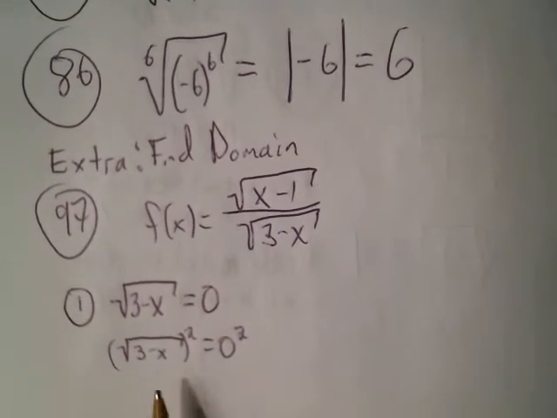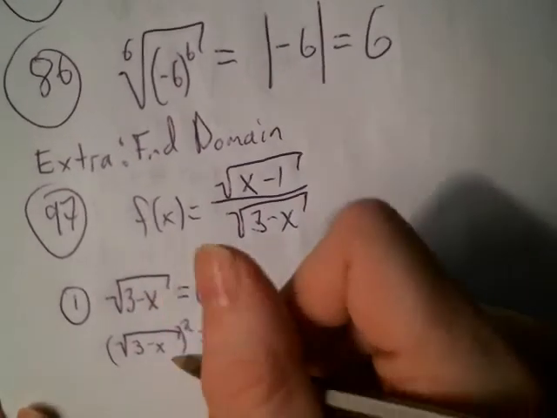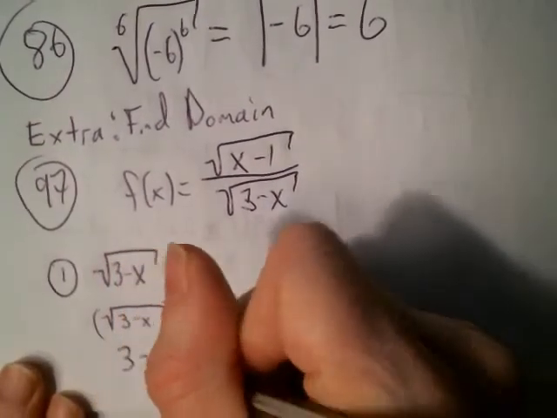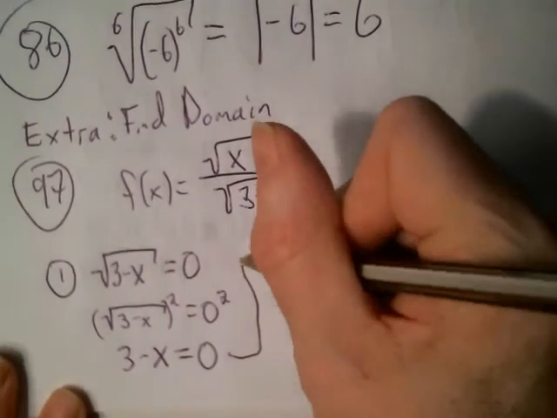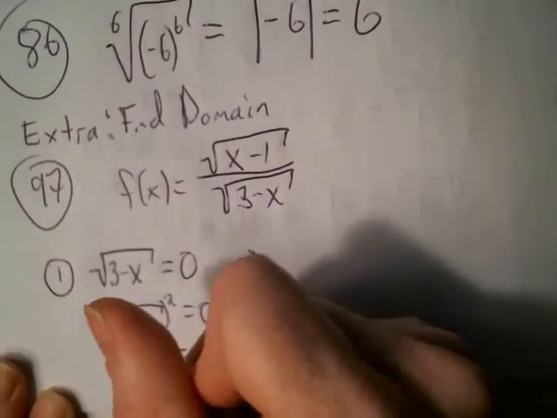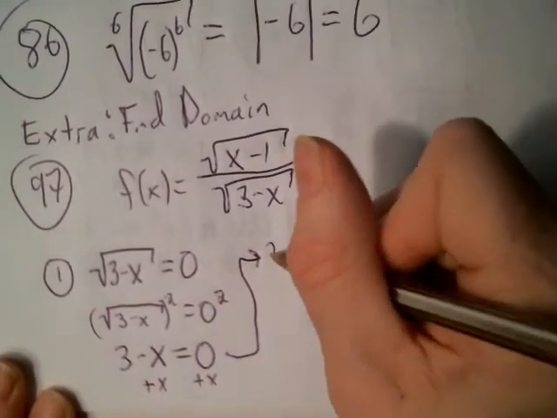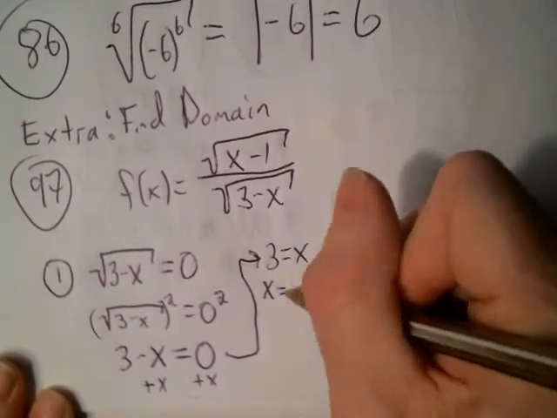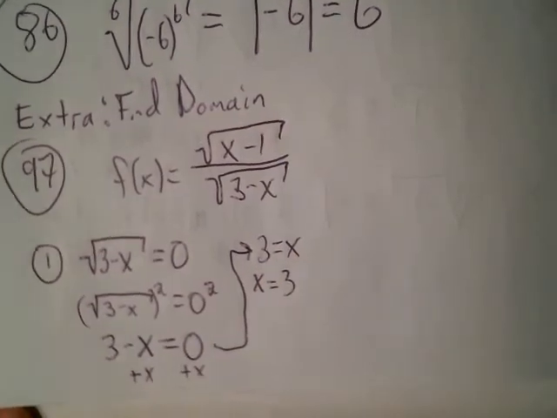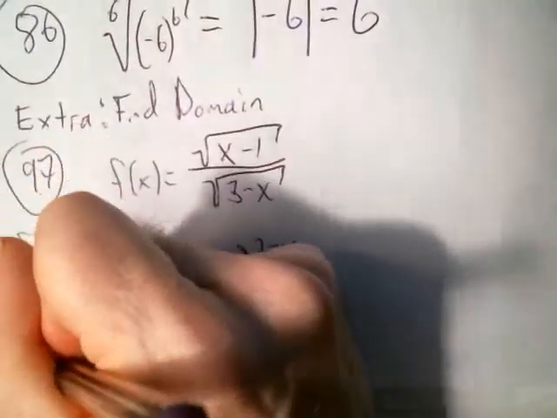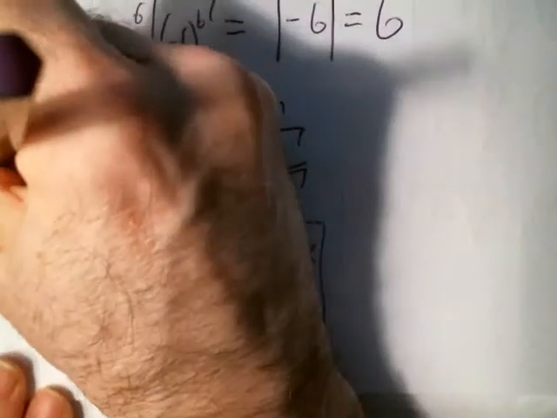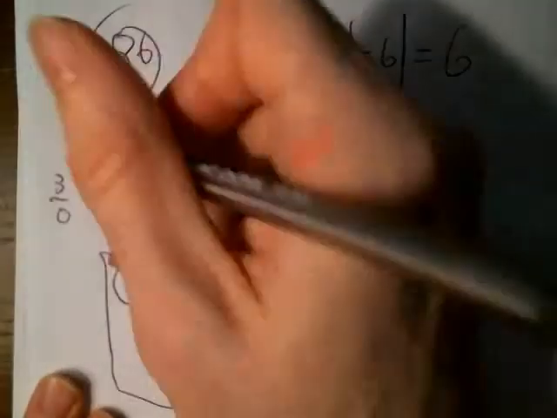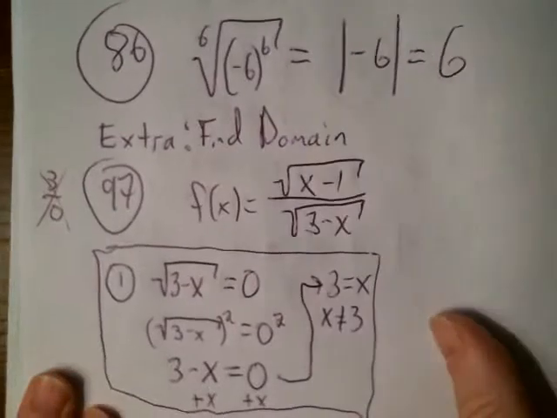You don't have to worry about absolute values here. It's only when you take the square root of something squared that you worry about that. Here, it's not the same deal. The square root and the square will go away. And we see if we add x to both sides, 3 equals x, or in other words, x equals 3, right? So we can't allow x to be 3, or otherwise there would be division by 0. We can never divide anything by 0. So for example, 3 over 0, that's bad news. It's undefined in math.